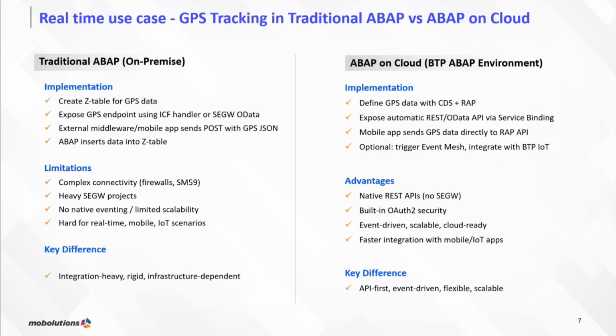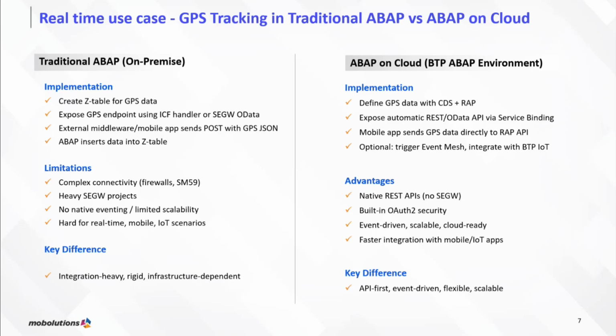Now, when we look at ABAP on the BTP cloud, things get much smoother. You can define your GPS data with CDS and RAP, and the system automatically generates REST and OData APIs through service bindings. This means no more SEGW. The mobile app can send data directly to the RAP API, and you can even trigger events with Event Mesh if needed. So, what's the key difference?